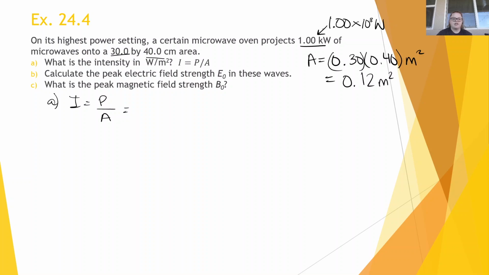So now we can plug in to find our intensity. We have 1.0 times 10 to the third watts divided by 0.12 meters squared.